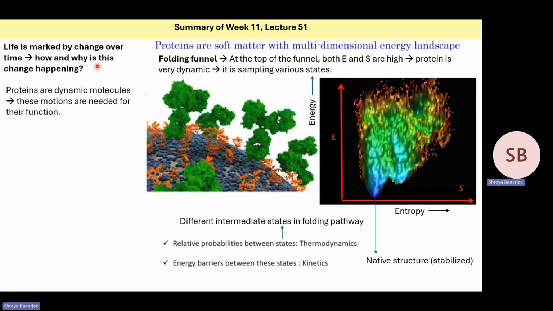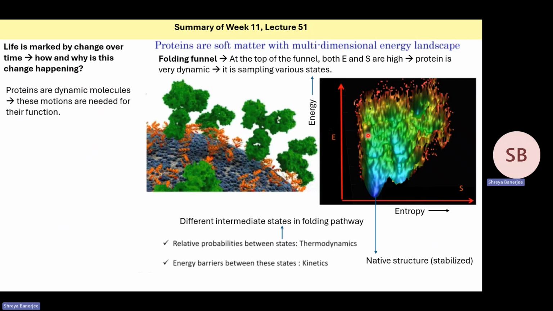If somehow you manage to capture the protein or trap it in a conformation where it is not able to be dynamic, then it will become non-functional. That is why proteins are called soft matter, because they are not rigid, they are dynamic with a multi-dimensional energy landscape.